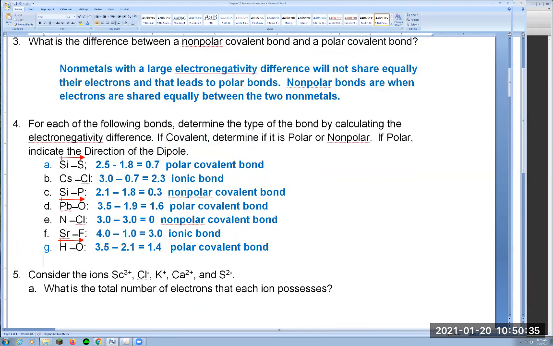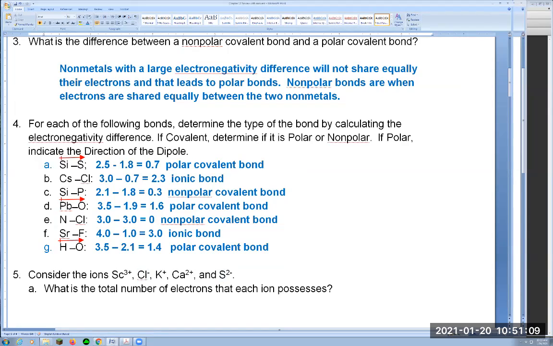Let's go over question 5. Consider the ions: Sc is scandium, scandium 3+, chlorine minus, potassium plus, calcium 2+, and sulfur 2-. By the way, we call the chlorine ion the chloride ion, and the sulfur ion the sulfide ion. So what is the total number of electrons that each ion possesses? We'll do them one by one.